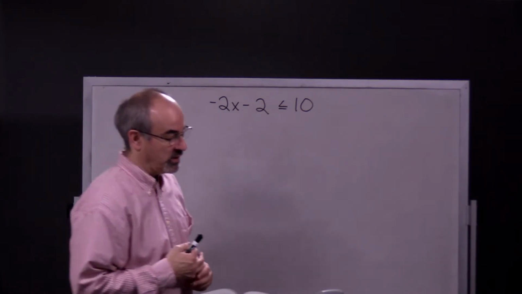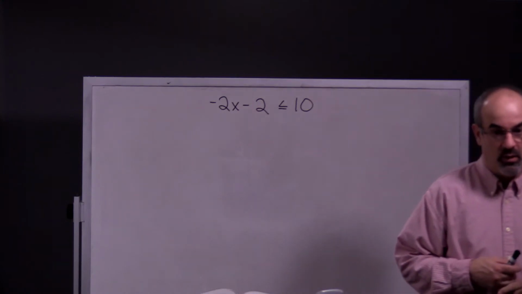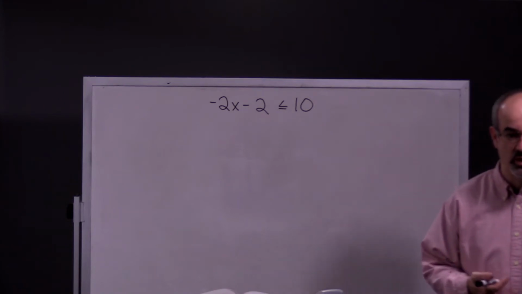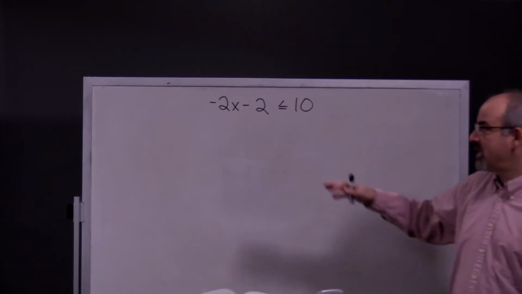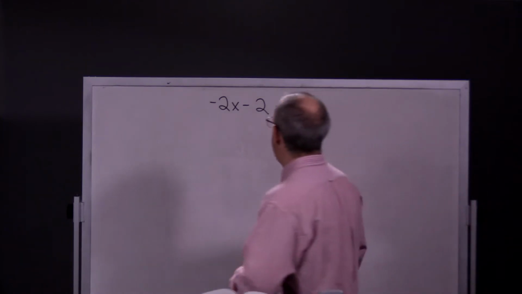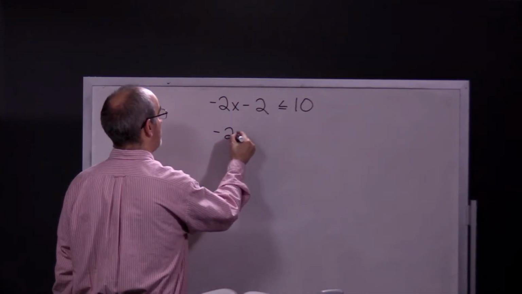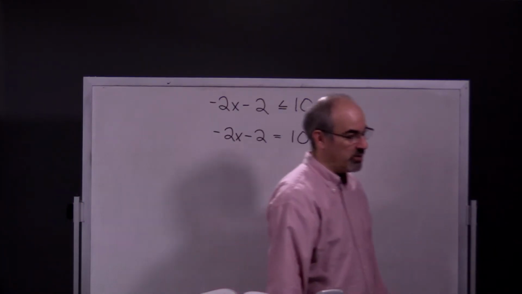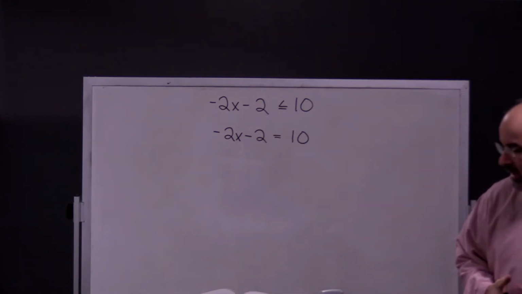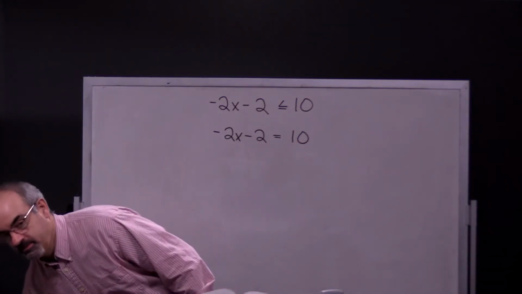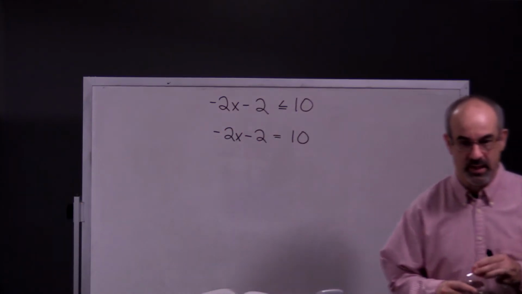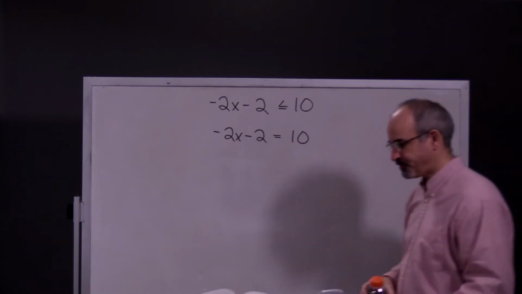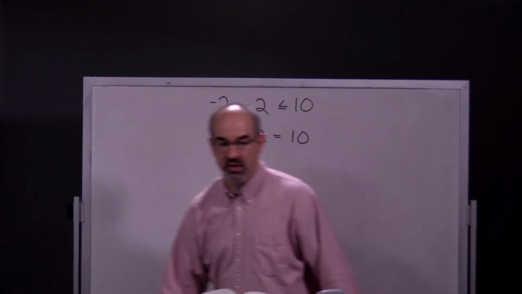So the other thing that you look for is any value of x that would be a solution to the equation if you change the inequality to an equation. So that's what we're going to do. We're going to change this to an equation. And all you do is you literally just replace the inequality with an equal sign. So now it's an equation. So now we're going to solve this equation.